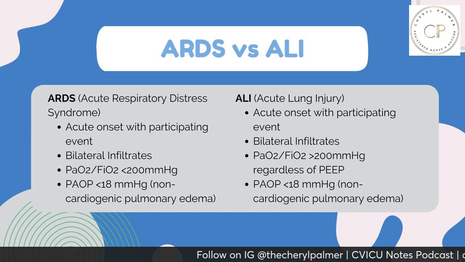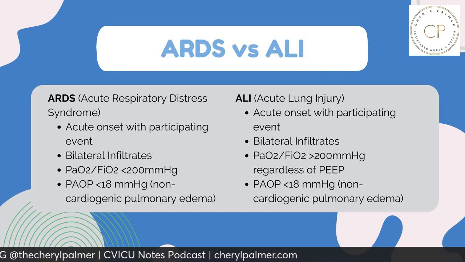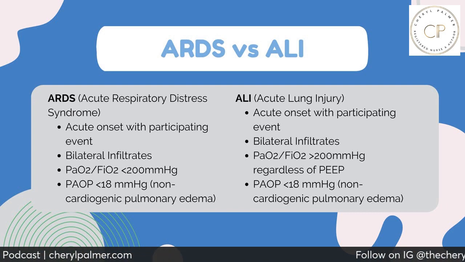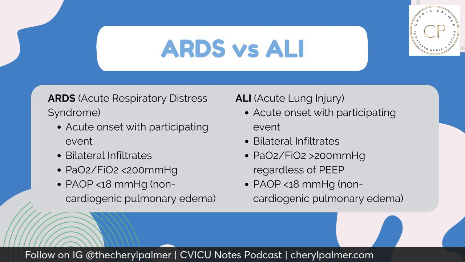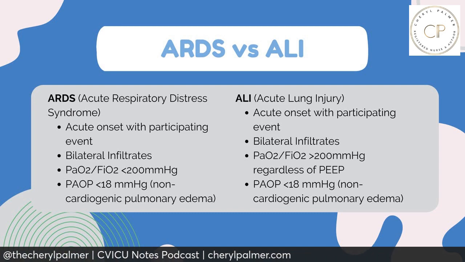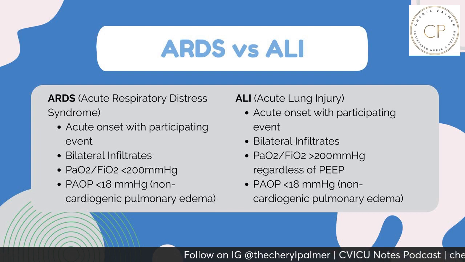ALI, acute lung injury, has an acute onset with the precipitating event as well. They have bilateral infiltrates. This time, the difference is the PaO2 to FiO2 ratio is greater than 200 millimeters of mercury, regardless of whatever PEEP they have. And the PAOP is less than 18. And this is in non-cardiogenic pulmonary edema. Okay.